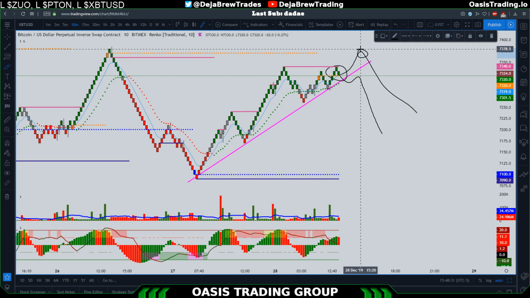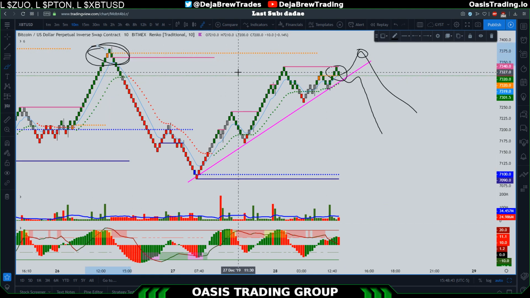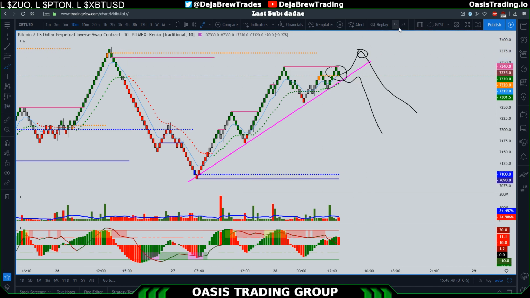So you could short here, but the safer short is here. The test of this high here. Because this resistance has not been tested. You have that inefficiency on Renko as well as on just regular candles. So it's really hard to short here when you're so close to a really good short. This is like a high tier short. This is one of my favorite shorts. So shorting here when you're just so close to a better trade, it's hard.